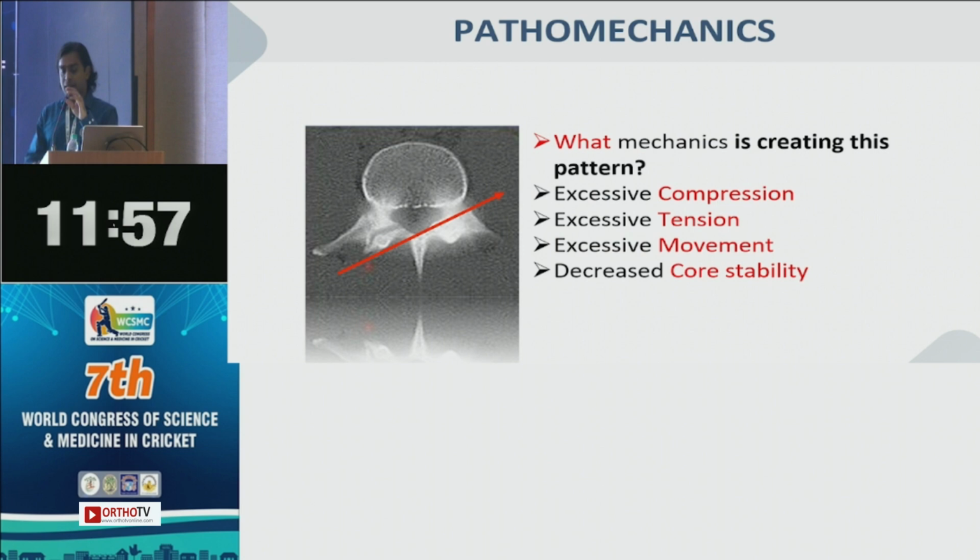The next few slides will be a thought process for you to start thinking about that. What do we think is the mechanics around it? Do we think it's excessive compression? Is it excessive torsion? Is it excessive movement, or is it decreased core stability, which is primarily, according to us, the reason why the stress fractures are happening?